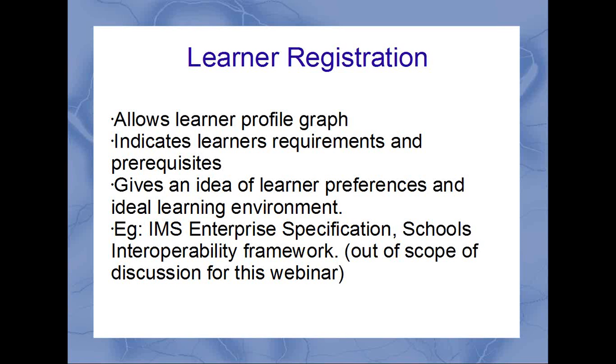It also gives an idea of learner preferences. Let's say a learner wants to combine history with computer architecture. Why not? So these preferences can also be captured. And based on these preferences, the student is then recommended certain courses, recommended certain reading materials, etc. Again, IMS has brought about some enterprise specifications and schools interoperability framework, which again we need to go into detail, which cannot be done in this particular webinar.